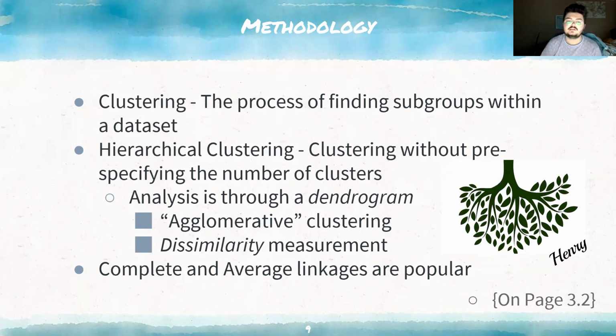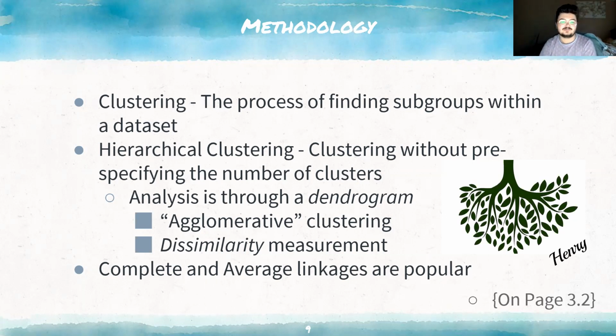In hierarchical clustering, you're going to do an analysis through a dendrogram. And a dendrogram is sort of like an upside down tree. So we have Henry in the right-hand corner to sort of visualize what a dendrogram looks like until I go into the actual dendrogram. So it's like an upside down tree with the leaves and the branches connecting all the way up into the trunk, which is the whole data set.